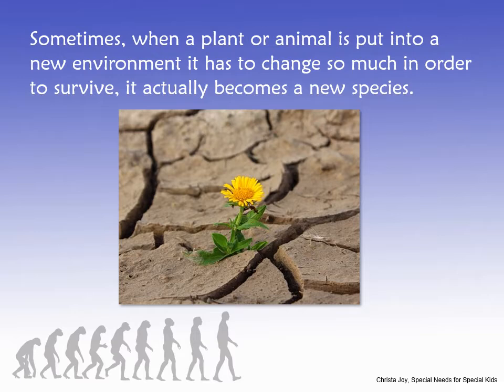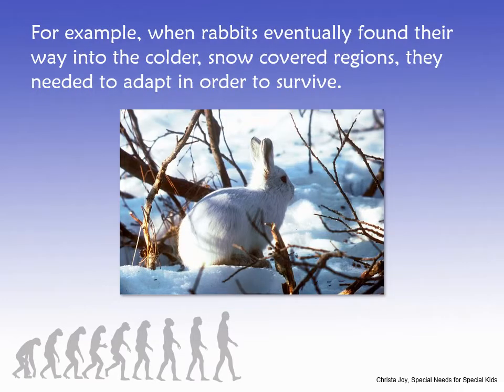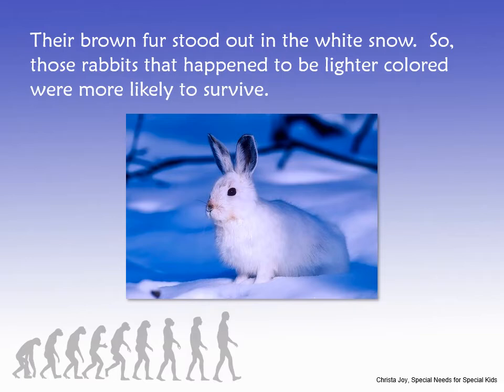Sometimes, when a plant or animal is put into a new environment, it has to change so much in order to survive, it actually becomes a new species. For example, when rabbits eventually found their way into the colder, snow-covered regions, they needed to adapt in order to survive. Their brown fur stood out in the white snow, so those rabbits that happened to be lighter colored were more likely to survive.